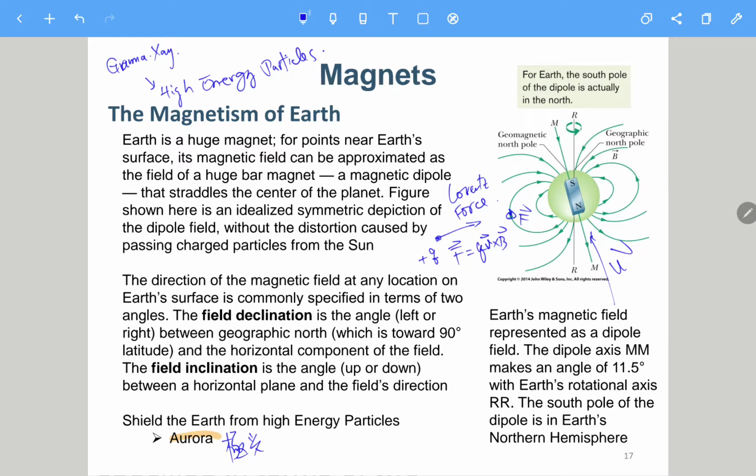the magnetic dipole of the Earth is really important to us. In this paragraph, it tells you that there is some declination angle between the geomagnetic poles and the geometry poles. The poles axis MM makes an angle of 11.5 degrees with the Earth's rotational axis. The south pole of the dipole is okay. So this is the magnetism of the Earth.